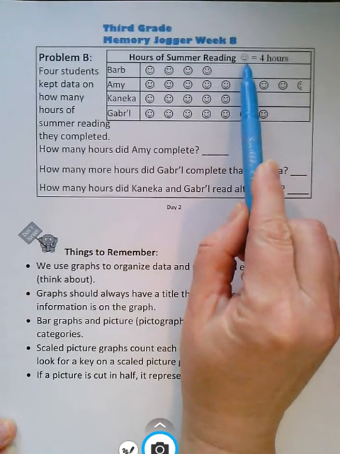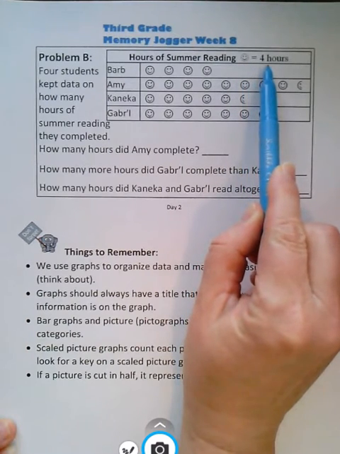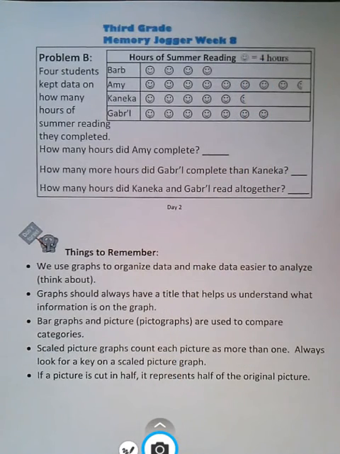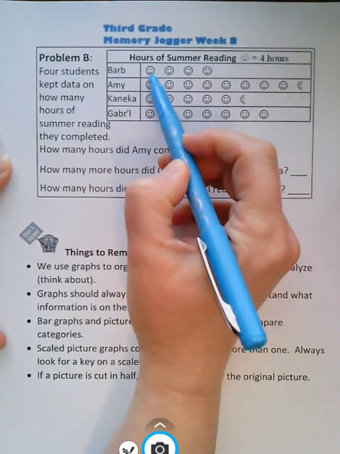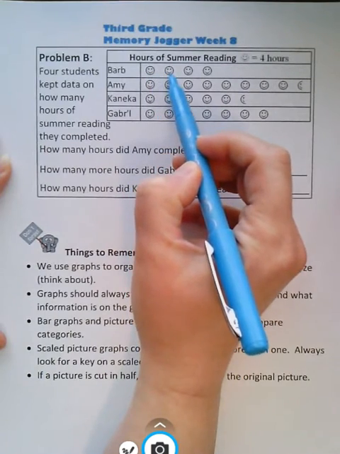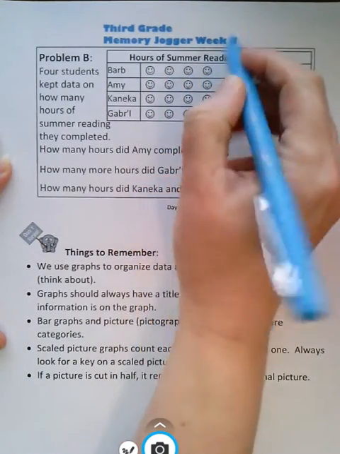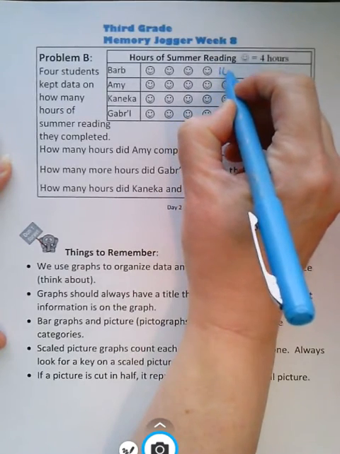If we look on this graph, we can see there is a key that shows us that each smiley face is equal to 4 hours. If a picture is cut in half, it represents half of the original picture. Since we know each smiley represents 4 hours, we could count by 4s: 4, 8, 12, 16, and know that Barb read 16 hours.